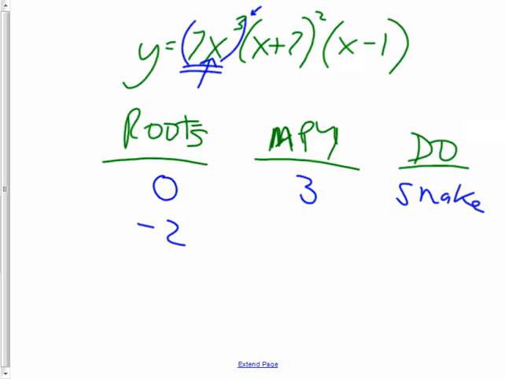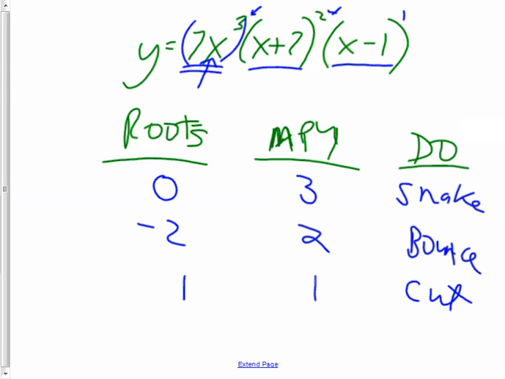Okay, next, -2 is the root for this part, and it's a 2 for multiplicity, so that's a bounce. And the last thing is this is a root of 1, and the multiplicity of that is the little number at the top. It's a 1, and that's a cut, and you can just say cut instead of cut through. You can abbreviate that. Okay, last thought.